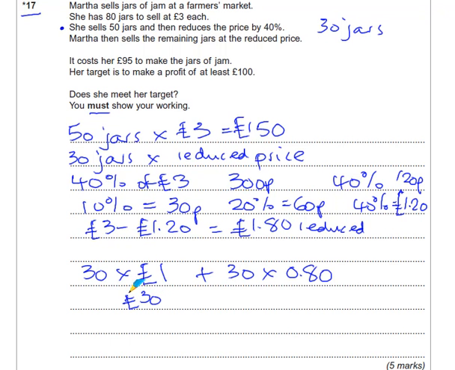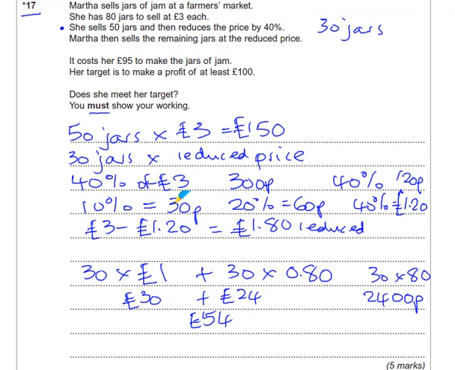Now, 30 times 80 pence, I can do 30 times 80. 3 times 8 is 24, then put the 2 noughts back on. That's in pence, 2,400 pence. To change that into pounds, divide it by 100, take the 2 noughts off. So £30 plus £24. So those that she sells at the reduced price are worth £54.